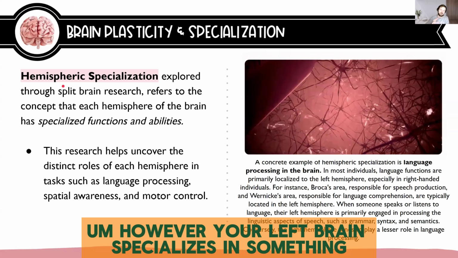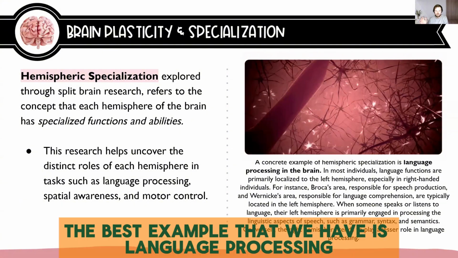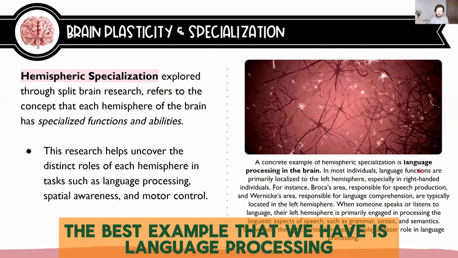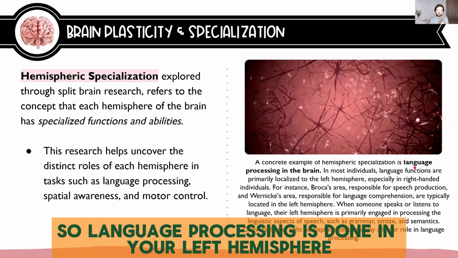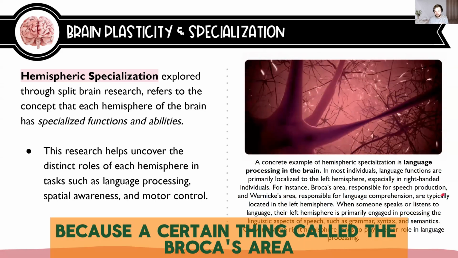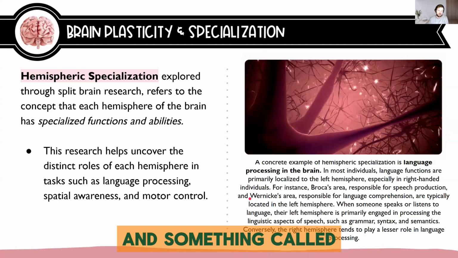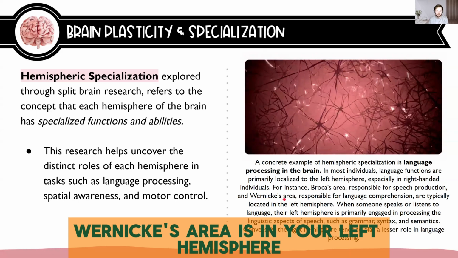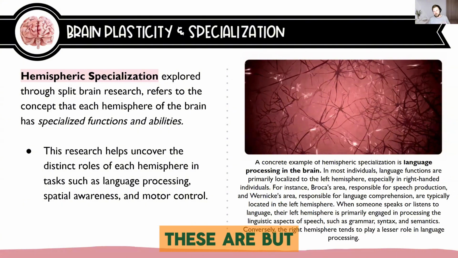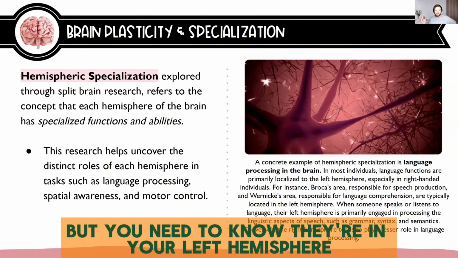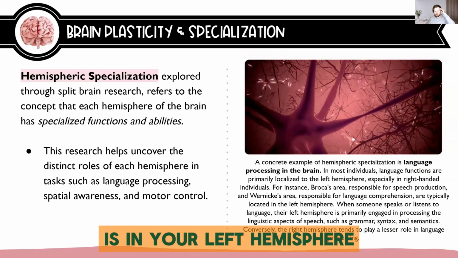However, your left brain specializes in something and your right brain specializes in something. So the best example that we have is language processing and language ability. Language processing is done in your left hemisphere because Broca's area is in your left hemisphere, and Wernicke's area is in your left hemisphere. These two parts of the brain we haven't learned yet, but you need to know them. They're in your left hemisphere. They're not in your right hemisphere. So anything to do with language is in your left hemisphere.